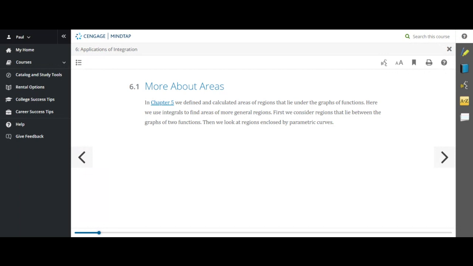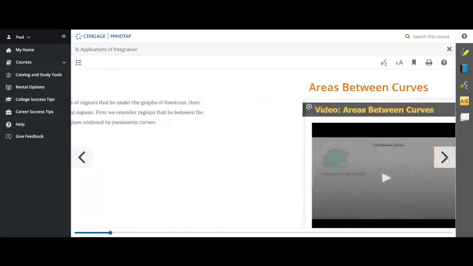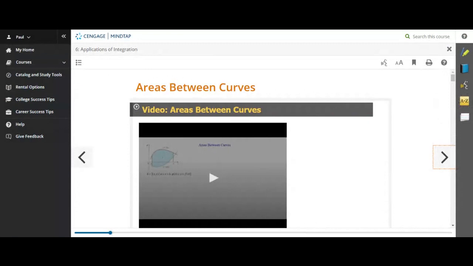So what do we mean by areas here? All right, let me go here to an application of area. Area between curves.